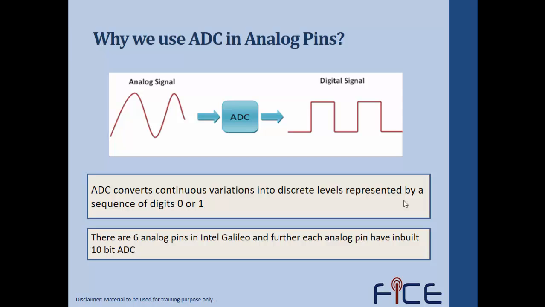Basically, analog pins are nothing but the input of the ADC. This Intel Galileo Gen 2 board has an onboard ADC which will convert the continuous analog signal to digital signals. The ADC will map values between 0 to 5 volts into integer values between 0 to 1023. That means the voltage is converted by the ADC into the range of 0 to 1023.